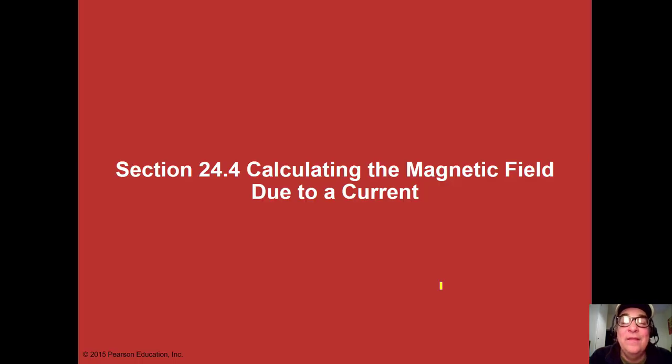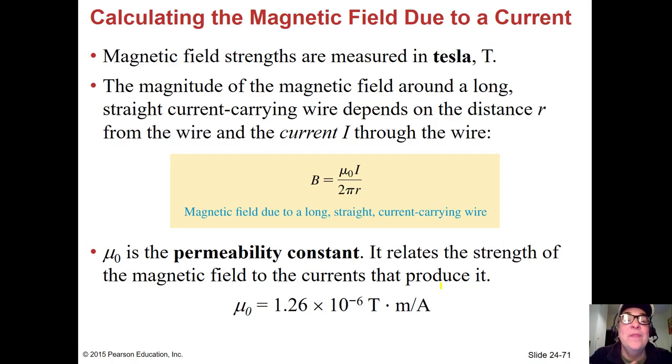Okay, and now we can calculate the magnetic field due to current. If you have a long straight wire, the magnetic field, measured in Teslas, turns out to be mu zero I over 2 pi r. And mu zero is the permeability constant, 1.26 times 10 to the minus sixth Tesla meters per amp.